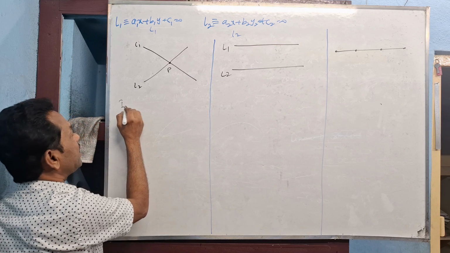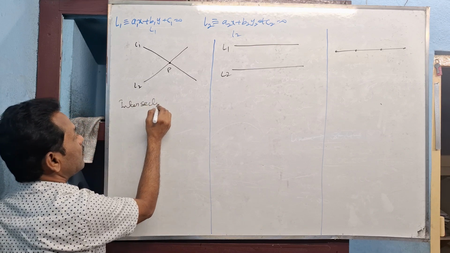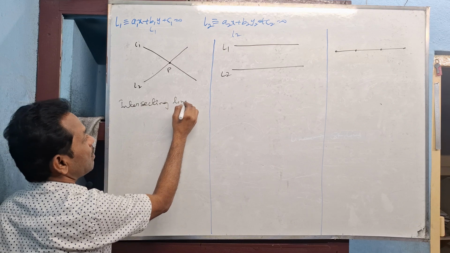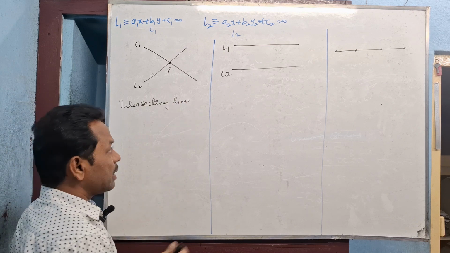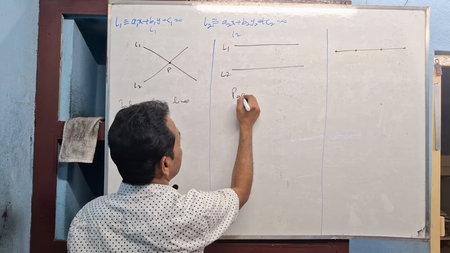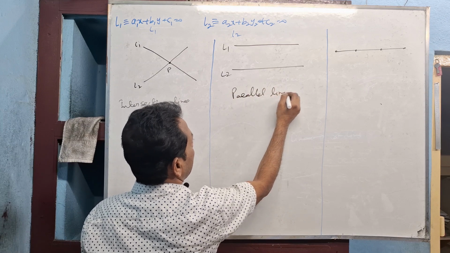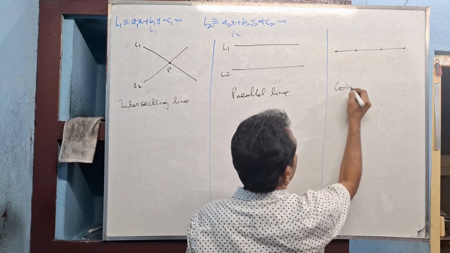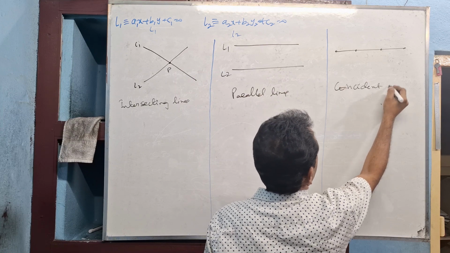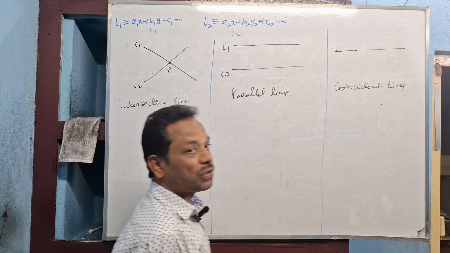They may be intersecting lines, or can be parallel lines, or they may be coincident lines. Okay, now, so three possibilities.